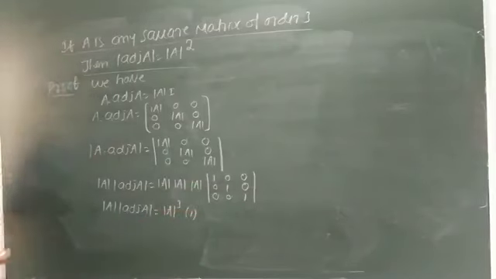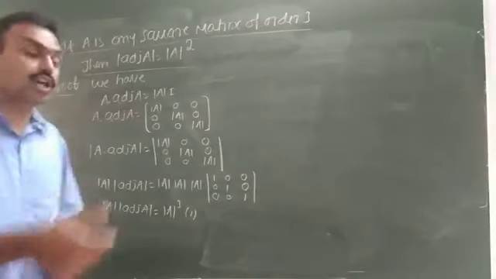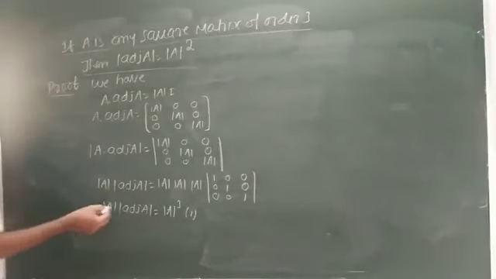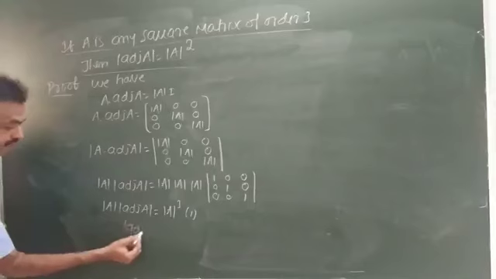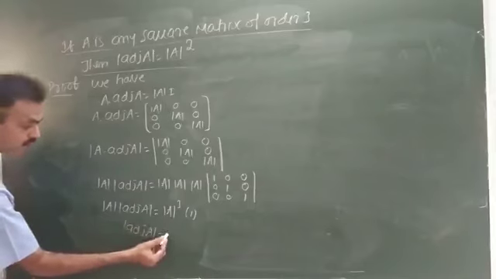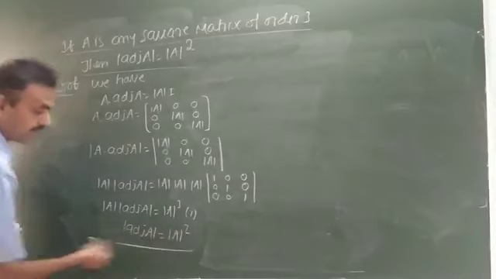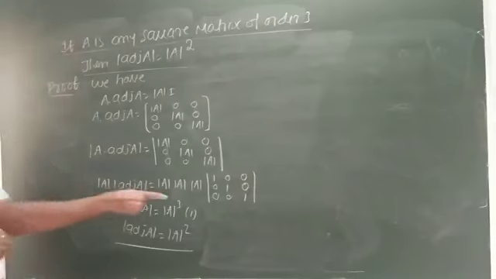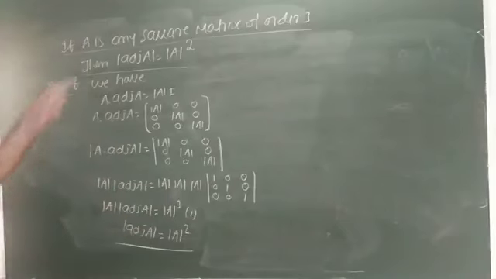What is the determinant of identity matrix? It is always equal to 1. So one determinant A cancels. You will be getting determinant of adjoint A is equal to determinant A the whole square. Hence we have proved determinant of adjoint A is equal to determinant A the whole square. I think you have understood how to solve this.